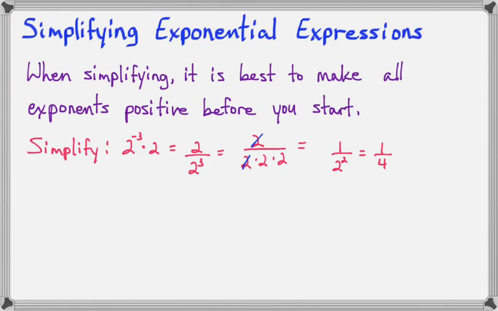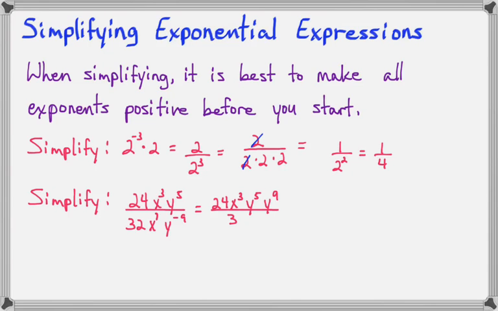Alright, here is another one, a little more complicated. We've got 24x to the third y to the fifth over 32x to the seventh y to the negative ninth. Now the only thing with a negative exponent here is this y to the negative ninth. So in order to make that positive, I'm going to move it to the top of the problem. See, that's the only thing that changed, is y to the negative ninth moved from the bottom to the top.